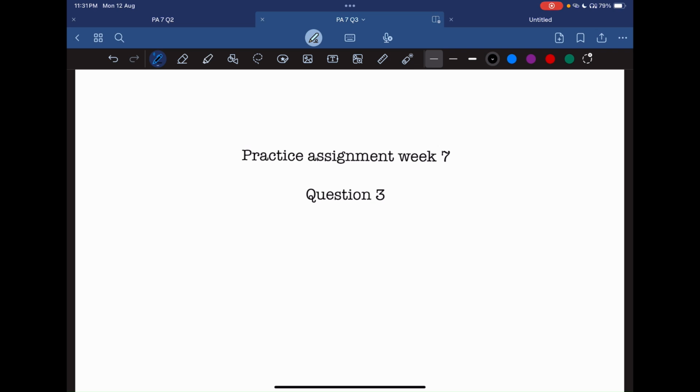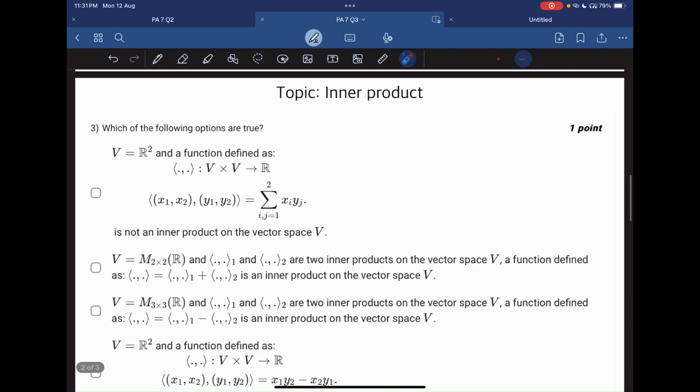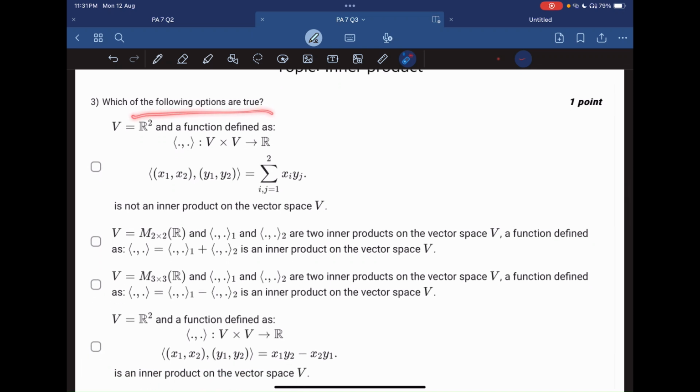Hello everyone. So let's now solve practice assignment week 7 question number 3. Which of the following options are true? Let's check for the first option. V equal to R2 and a function defined as from V cross V to R like this.